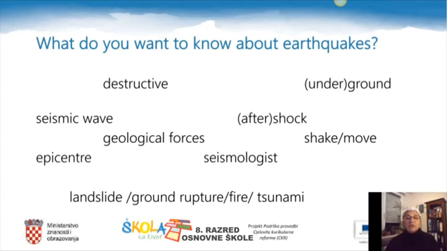The earth is shaking and moving, and you can see landslides when the land moves down slopes, ruptures in the ground, fires, tsunamis. Tsunamis are those great waves that we cannot see in Croatia, almost never in Croatia, but all around the world, and they are very dangerous. So that's the vocabulary to start with.